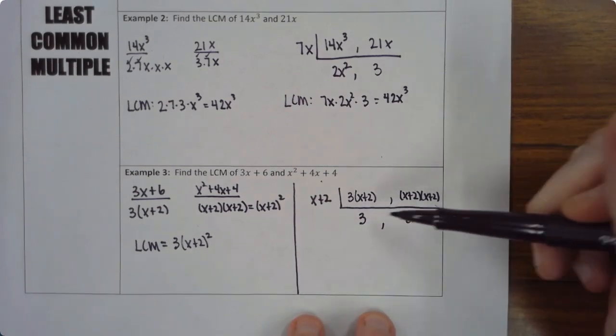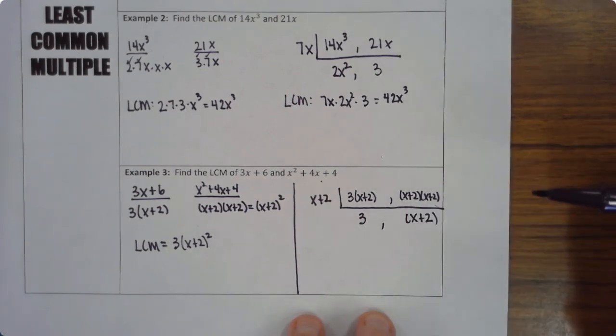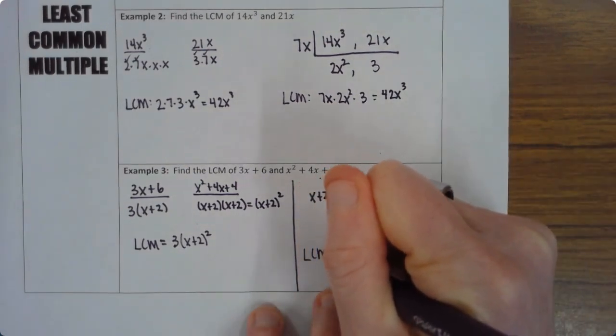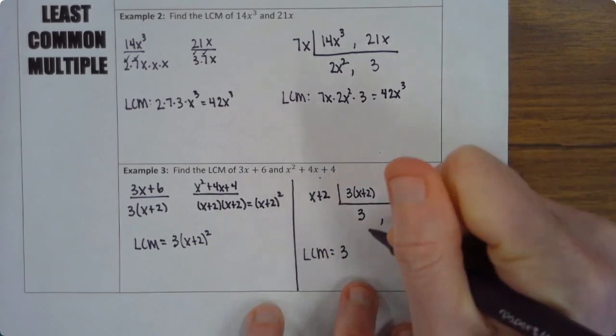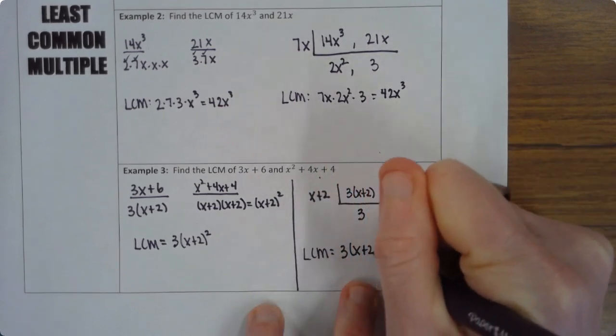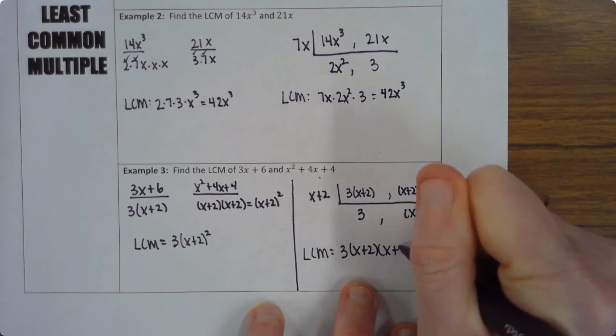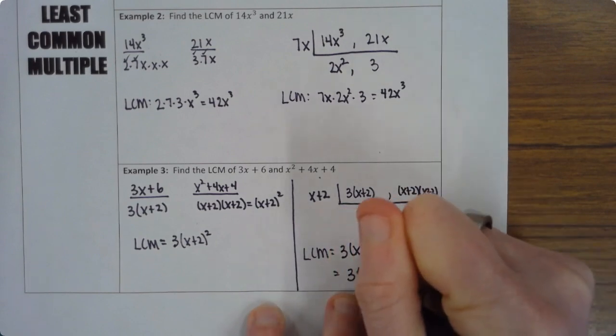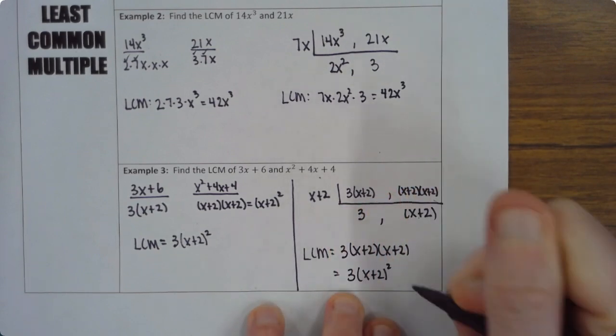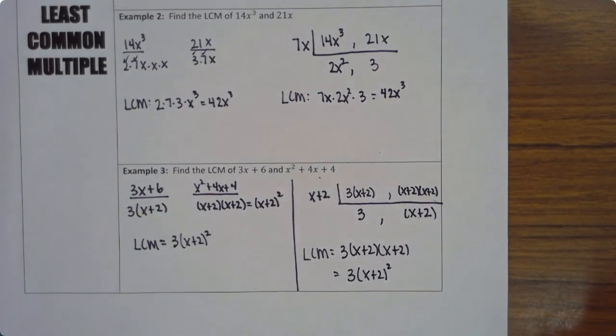Now when I look at these two remaining values, there's nothing left in common, so my LCM would be the product of those 3 pieces. So my LCM, you're going to notice it's the same thing. I would get a 3, one factor of x plus 2, and the other factor of x plus 2. And again, we can write that as a power by putting an exponent of 2.